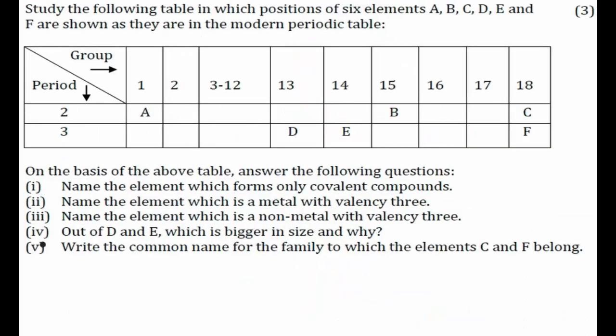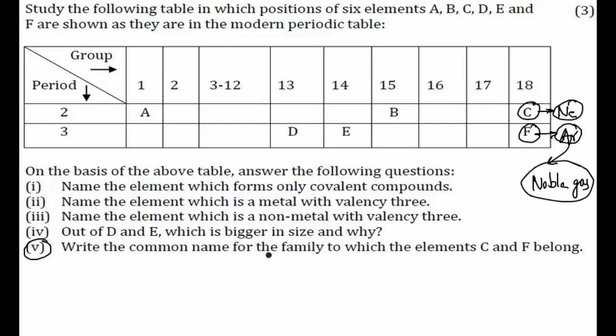And the last question, that is the fifth question: write the common name for the family to which the elements C and F belong. This C was neon, and this F was argon, and you know that these two elements are your noble gases. So the family is noble gas. I hope the concept is clear.